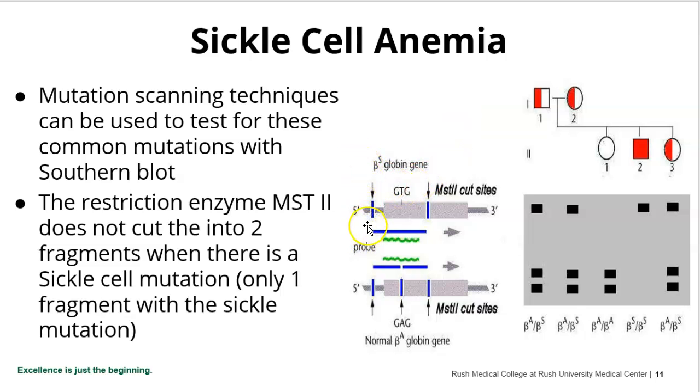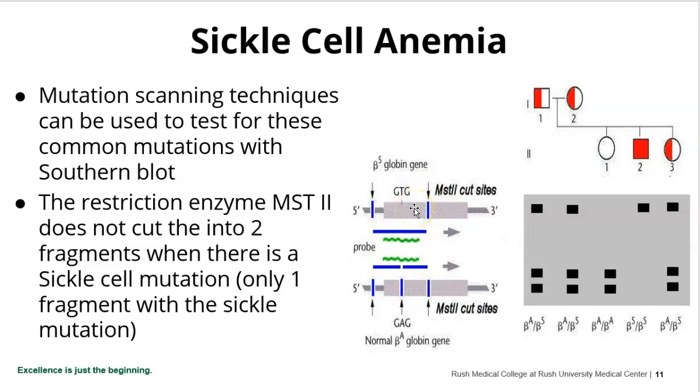So we use an enzyme to cut this little fragment out in the middle, and then it will also cut right here at the GAG, which is the normal allele. But when it changes to CTG, the restriction enzyme doesn't cut it. So in patients with sickle cell, we get one fragment, a larger fragment. In individuals with normal hemoglobin, we get two fragments. So in the sickle cell, because of this change, they don't cut right here.